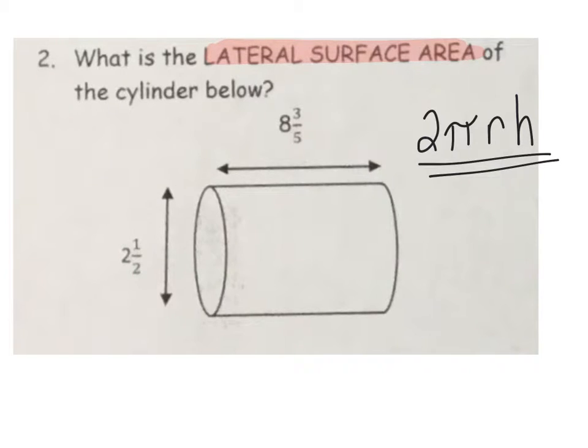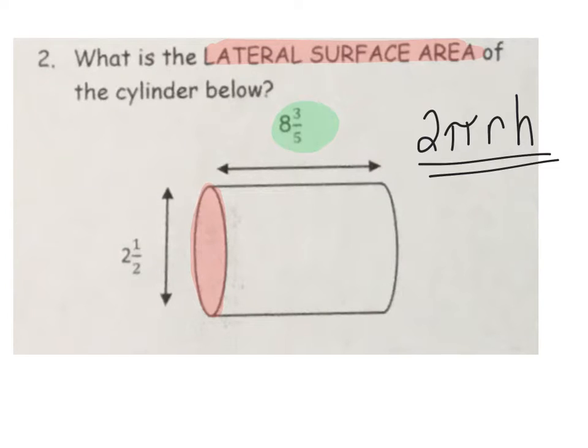Okay, so let's go ahead and highlight the radius that we have, which is the circle of the cylinder. And then we're going to highlight in green the height of this prism. It's going to be 8 3/5.